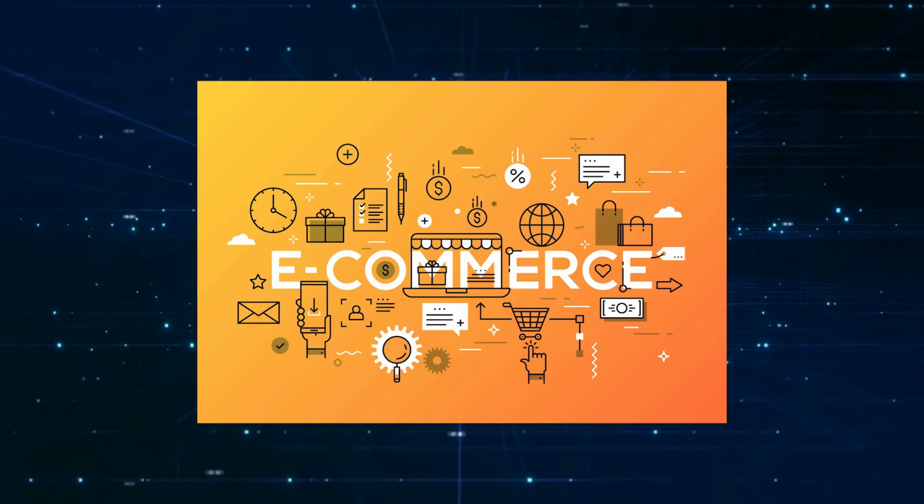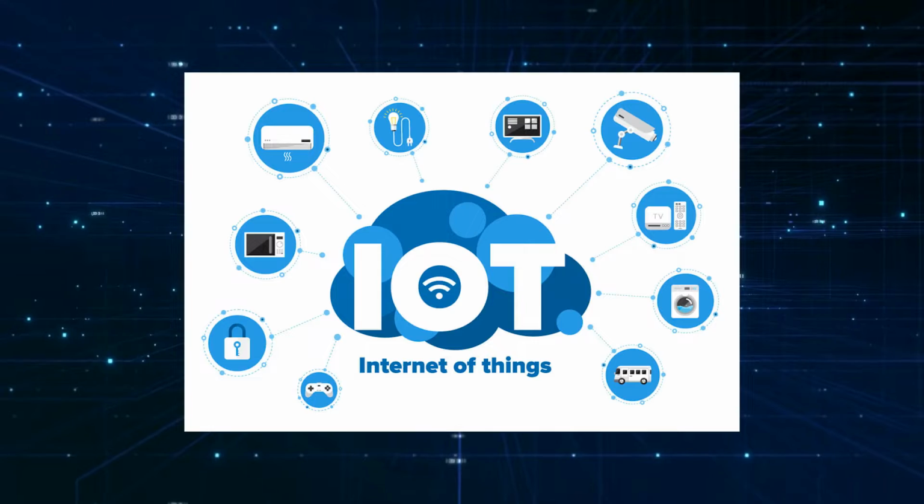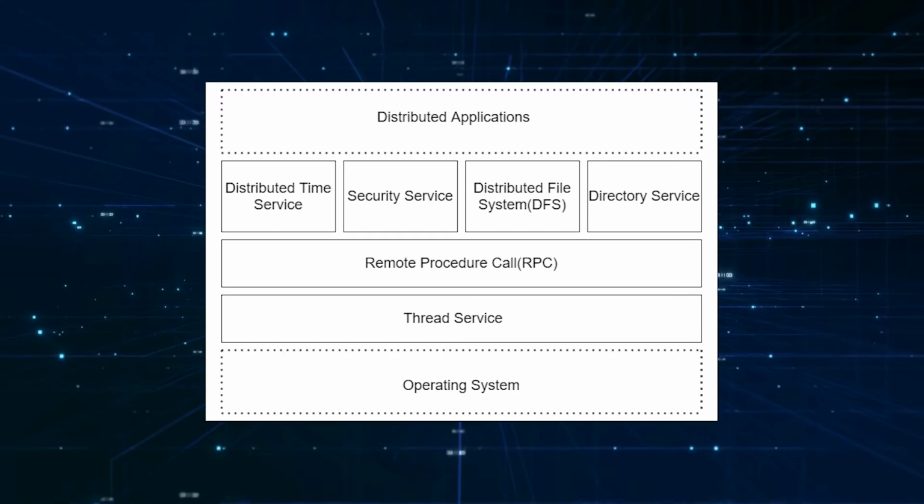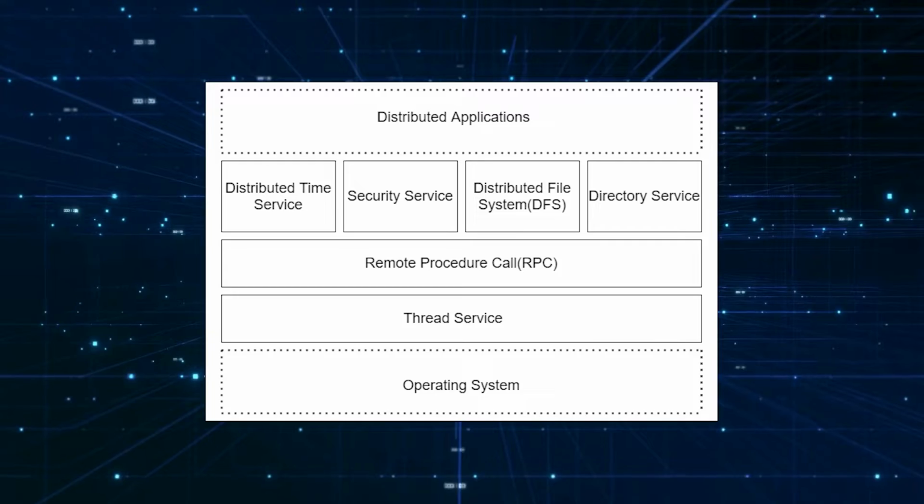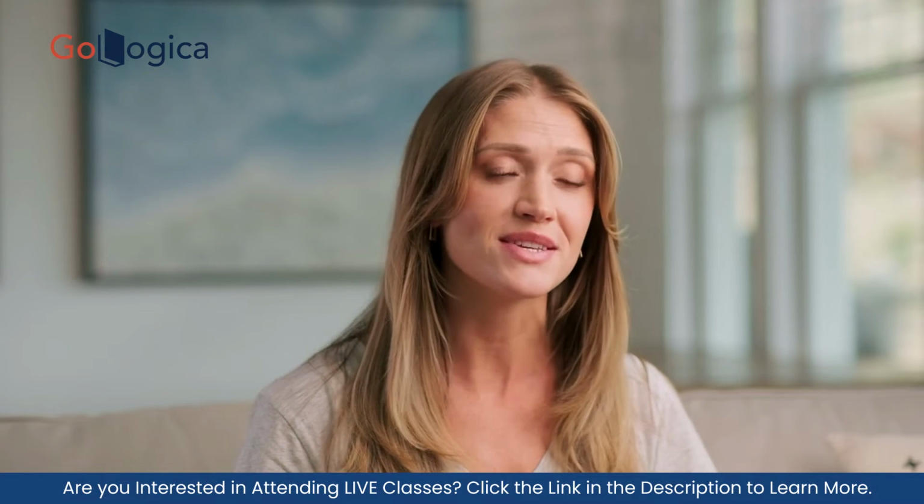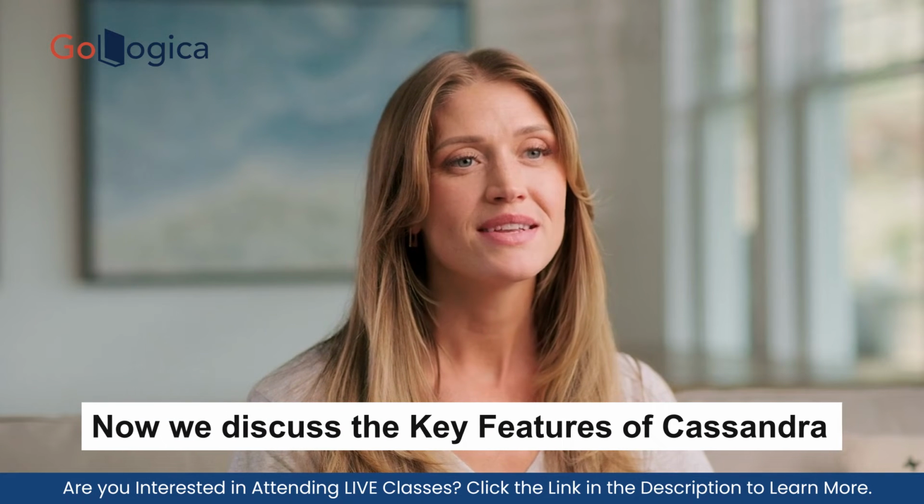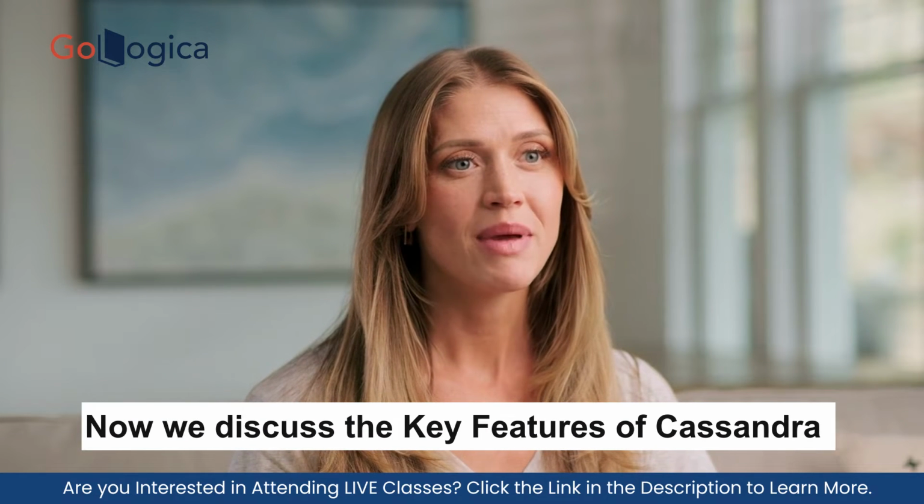Because of its decentralized design, organizations use Apache Cassandra for mission-critical applications in industries such as social media, e-commerce, banking, and IoT. It is optimized for high write speeds, real-time analytics, and distributed computing environments, making it a preferred choice for businesses that need scalable and resilient database solutions. Now we discuss the key features of Apache Cassandra.